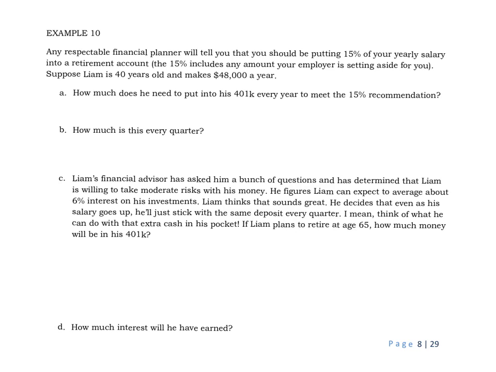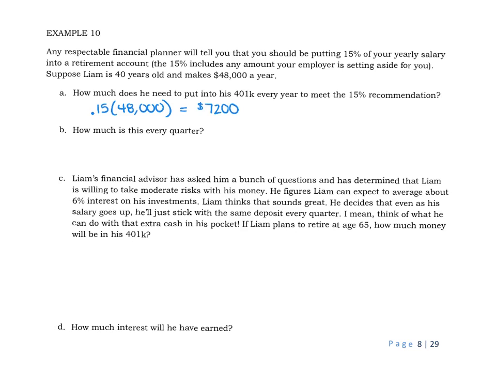He's 40 years old and he makes $48,000 a year. So, how much money does he need to set aside every year to meet that recommendation? So, we want to find 15%. So 15% of, again, "of" generally means times, the $48,000 he's making a year. And so he needs to set $7,200 aside every year.